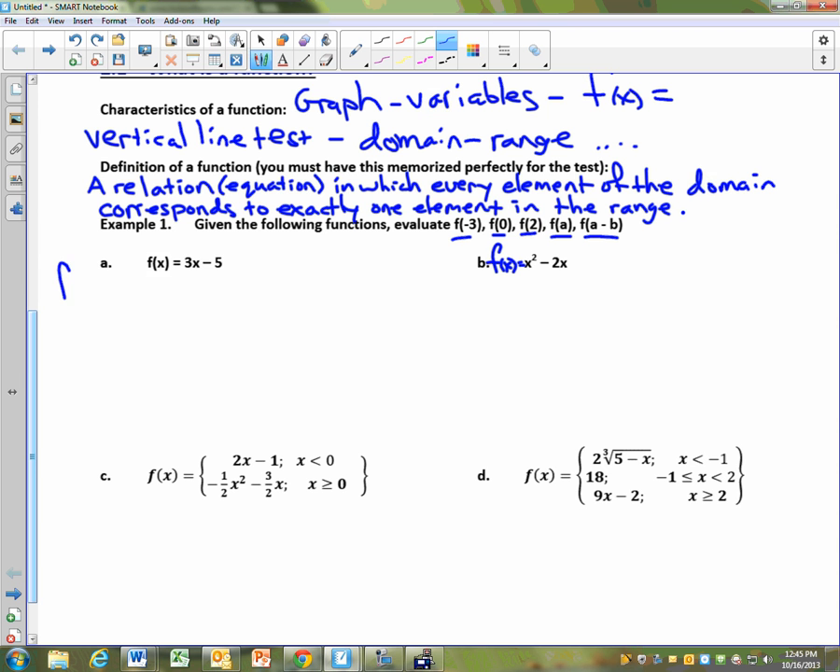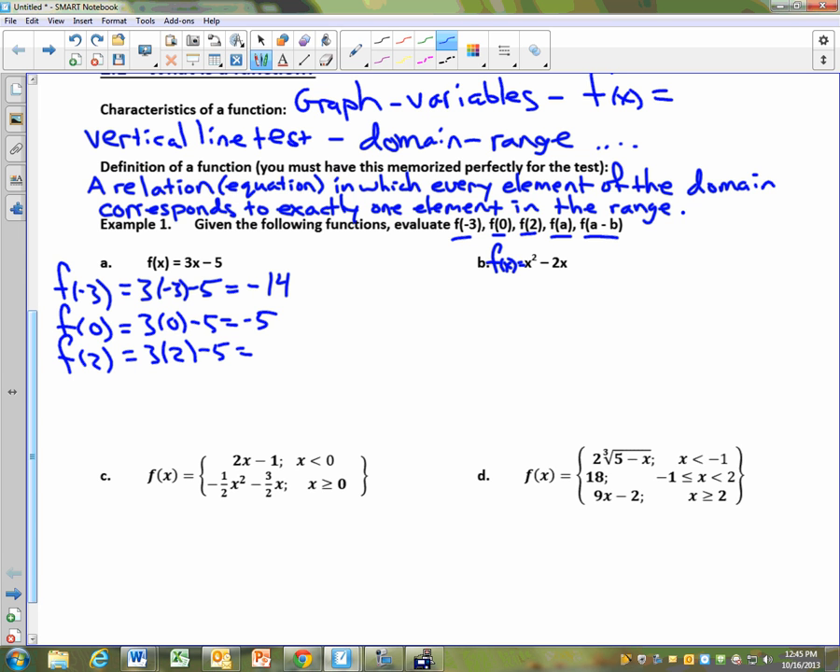So let's start. F of negative 3. What do I do with that negative 3? I changed the x to a negative 3, so what do I do with it? Plug it in for x. I got 3 times negative 3 minus 5. What is 3 times negative 3? Negative 9 minus 5. Negative 14. Bada bing, bada bam, bada booski. No problems here, right? You guys are like, this is gravy. F of 0. Negative 5. F of 2. 1. 3 times 2 is 6. Minus 5 is 1.